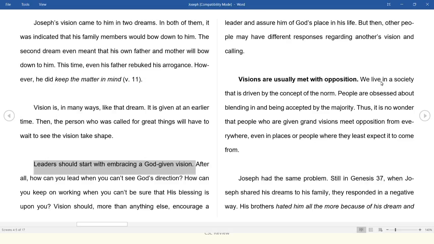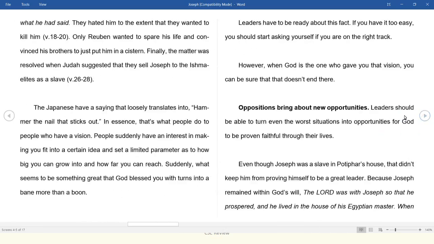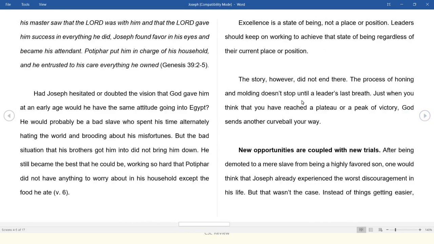So, here, living in a society is driven by the concept of the norm. I define opposition as people who work against what you are thinking because they want their own ideas about your life to happen. Joseph has the same problem. Then, again, my opinion. However, when God is the one who gave you that vision, you can be sure that it doesn't end there. Okay? Then, next sentence, again, you define opportunity, define what happened to Joseph, and then my opinion on this.